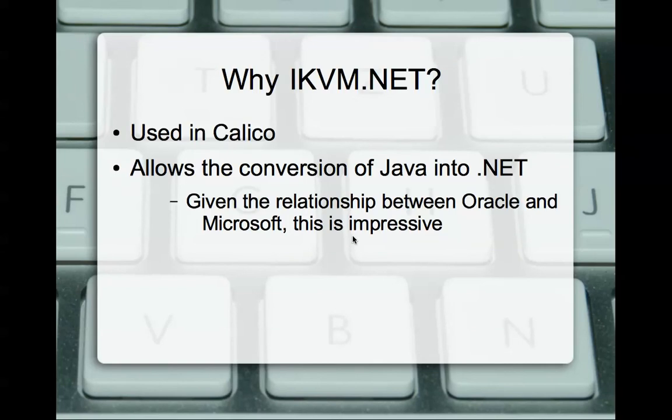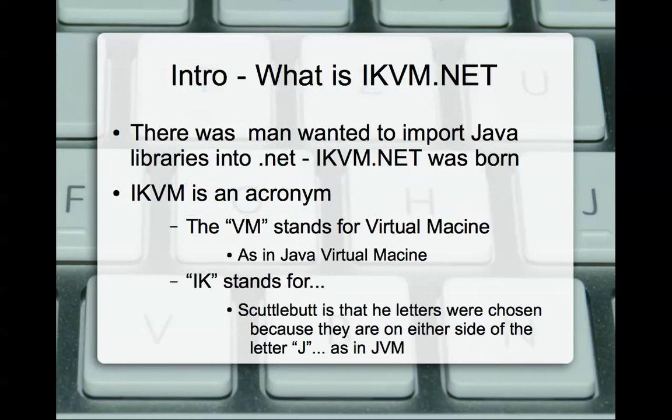Now, the reason I chose to document this thing is because it's an environment which allows you to write in Java and have it convert just automatically to .NET. Calico, or Calico Java, uses it to do just that. And it's sort of remarkable that it does this, especially considering how it's not very easy to do.